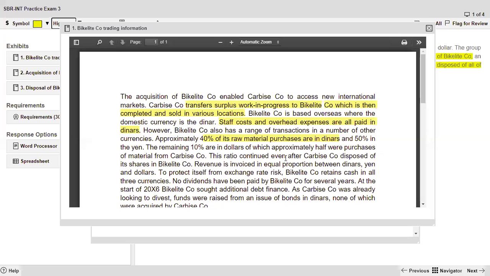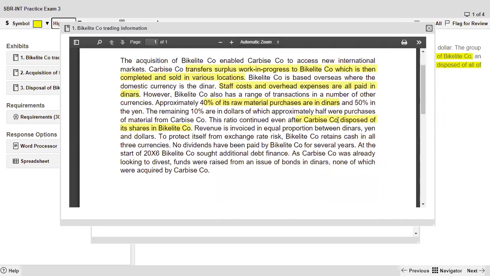This ratio continued even after Carbise Company disposed of its shares in Bike Light. That means it was unaffected by Carbise Company's influence or presence as a parent. Revenues are invoiced in equal proportion between dinars, yen, and dollars. To protect itself from exchange rate risk, Bike Light retains cash in all three currencies. No dividends have been paid by Bike Light for several years. At the start of 2006, Bike Light sought additional debt finance as Carbise was already looking to divest. Bike Light raised the funds by issuing bonds in dinars, none of which were acquired by Carbise. Now let's just see.